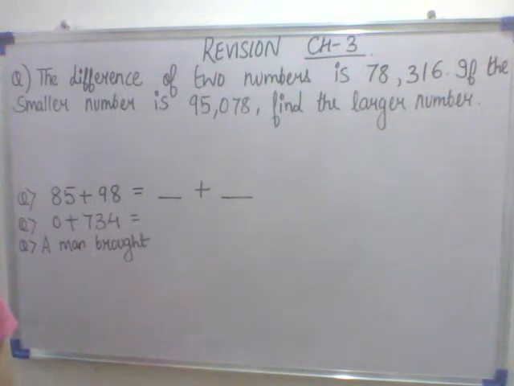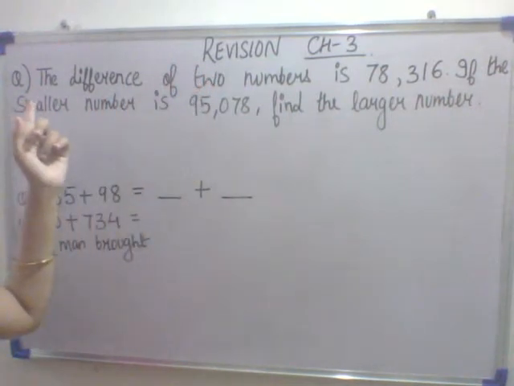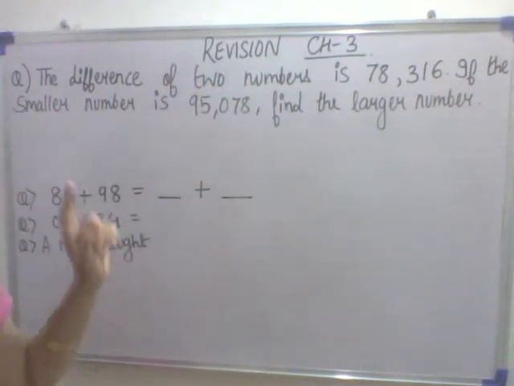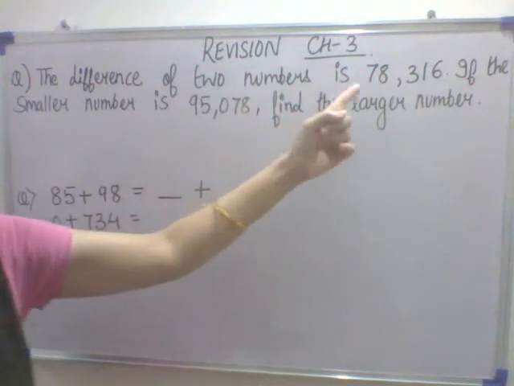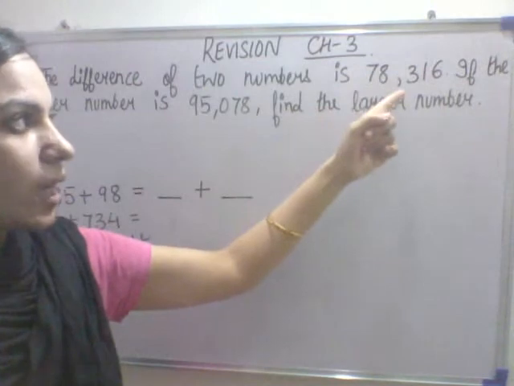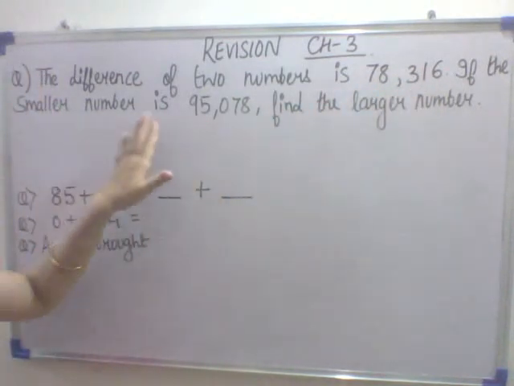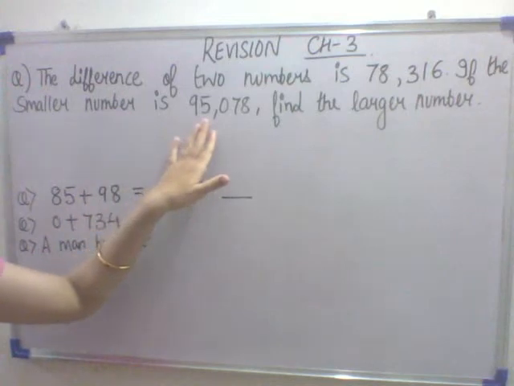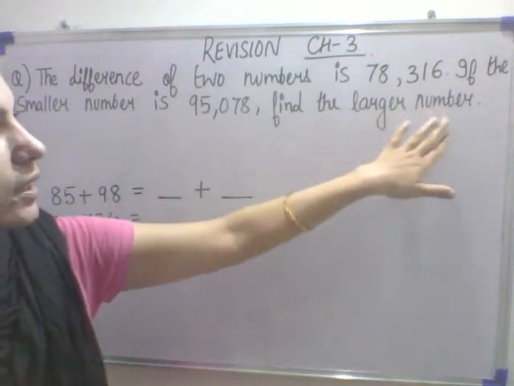Today we'll be continuing our revision of chapter number 3, that is addition and subtraction. Here I have written a word problem. What is given in this word problem? The difference of two numbers is 78,316. If the smaller number is 95,078, find the larger number.